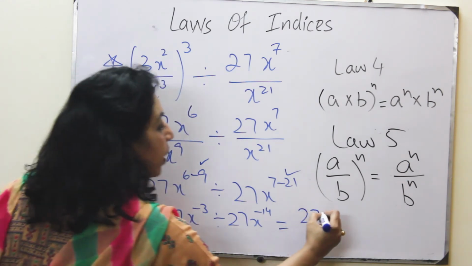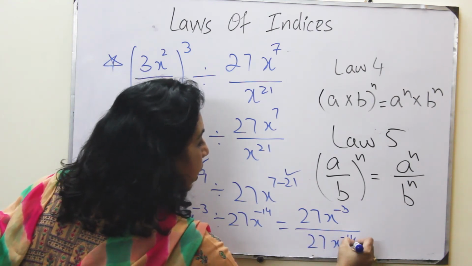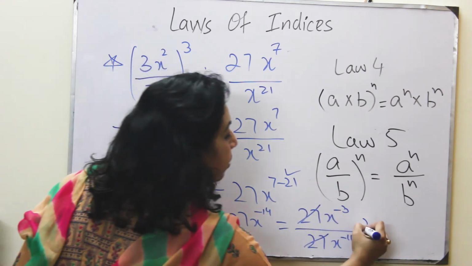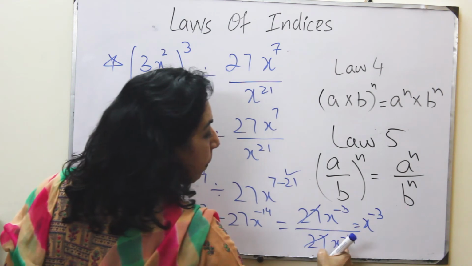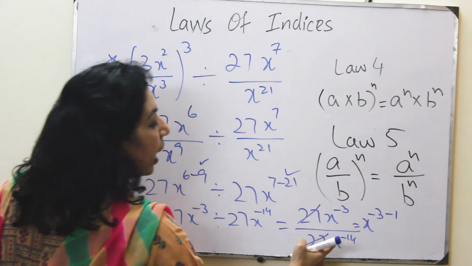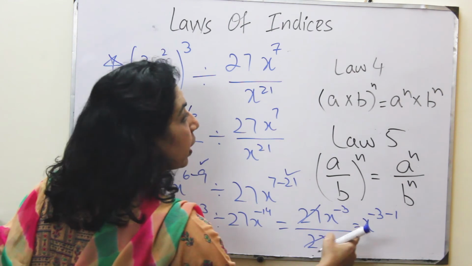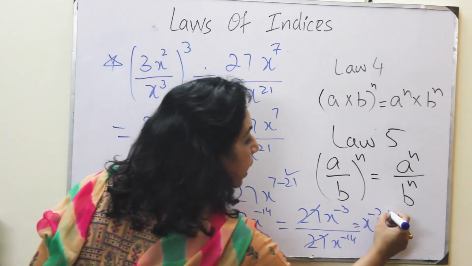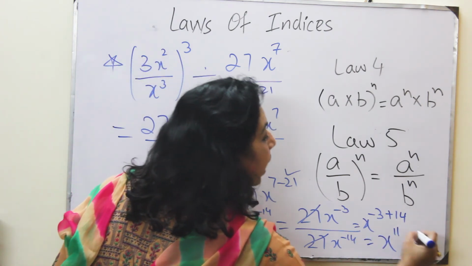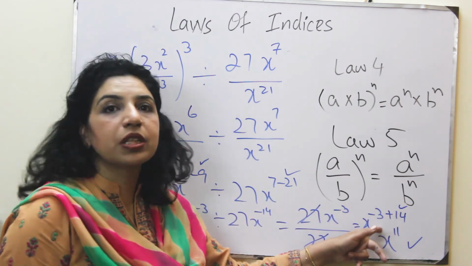Definitely this 27 will cancel 27. And we shall be left with powers only, and we have x power minus 3 minus 14. Why is it minus 14? Because when you have this minus 3 and when you have to bring this minus 14 in the numerator, you have to subtract minus 14 using law 2. So it will be basically plus 14. Two negative signs will give you a positive sign, and our final answer will be 11. As 14 is positive, so 14 minus 3 is 11, and this is positive 11.